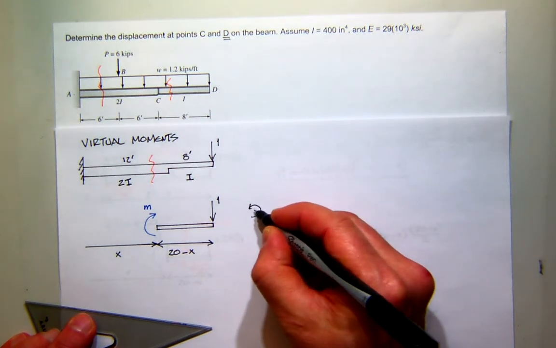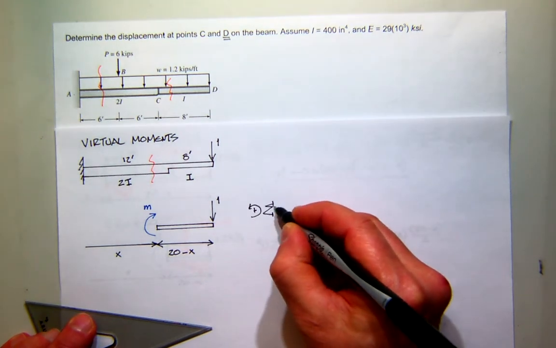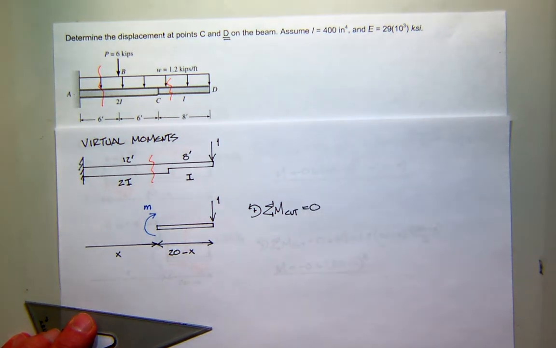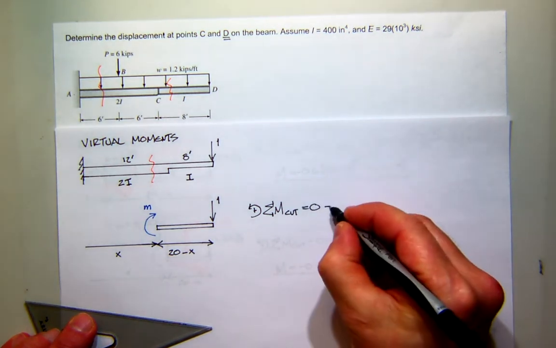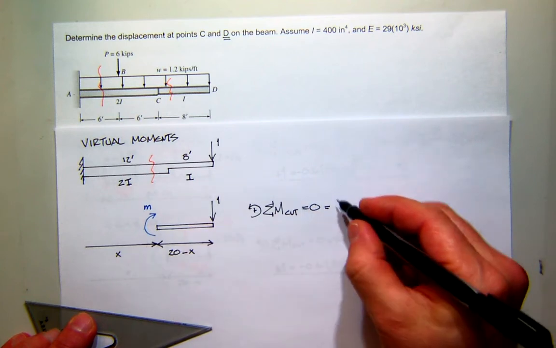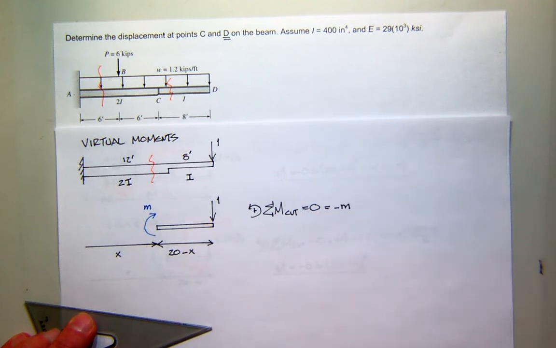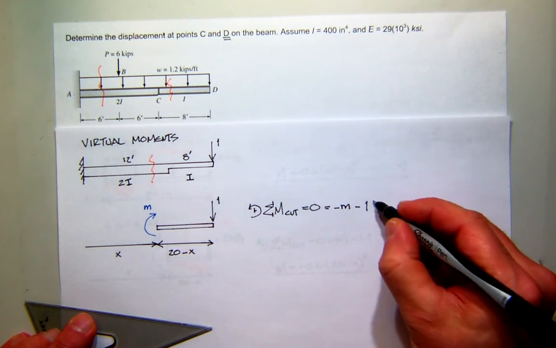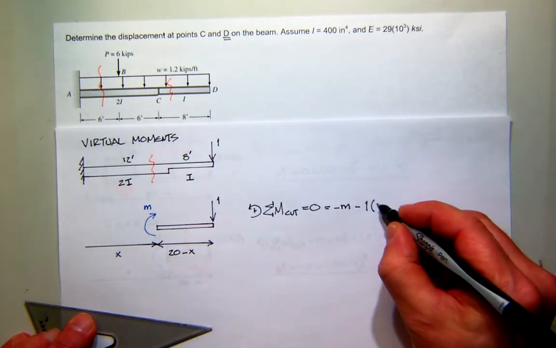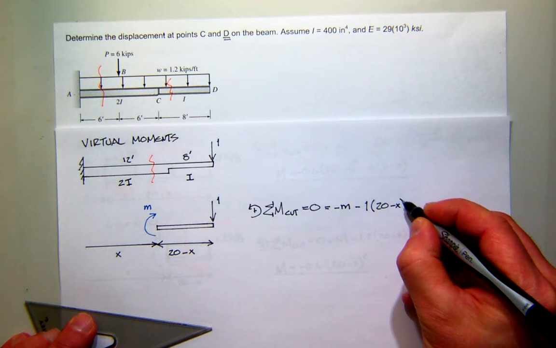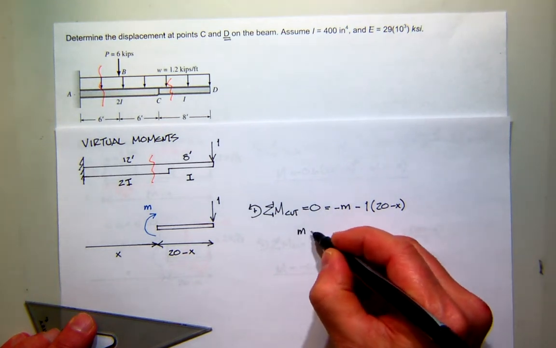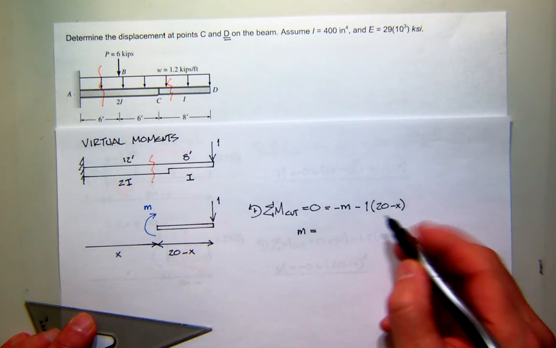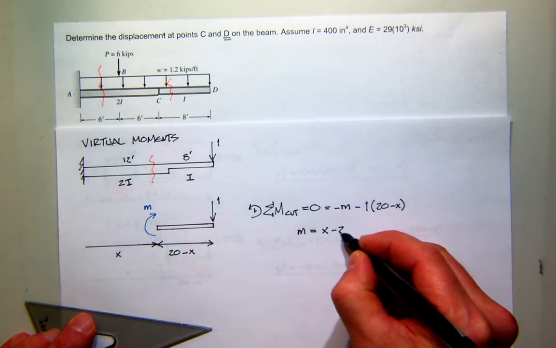So then I'll sum my moments at this cut that I've created. Make sure they're in equilibrium. And what do I have? Well, I start off, I've got negative my virtual moment, and then I've got minus my unit virtual load times the moment arm, which is 20 minus x. So that's a pretty easy one to solve for. So my virtual moment, I'll go ahead and run the negative sign through there, so it looks like it's going to be x minus 20.